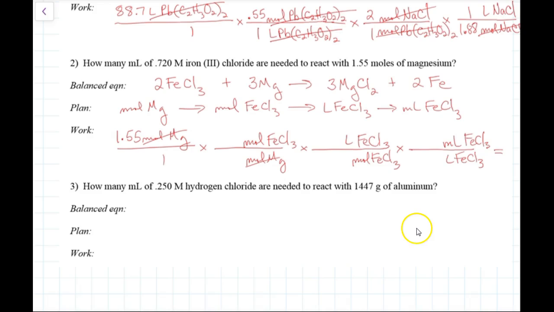So let's go ahead and talk about numbers here. What number should go next to moles of FeCl3? Okay, so it should be a 2. That comes from the balanced equation. And then a 3 in front of magnesium, right? Okay, how about this ratio here?